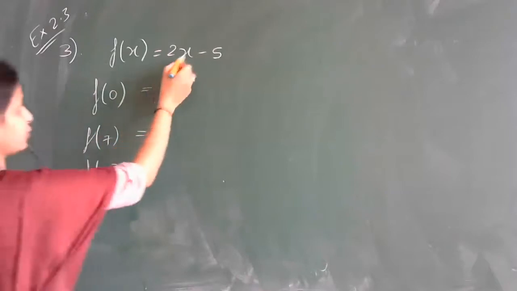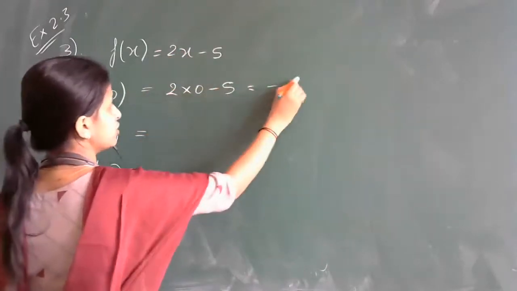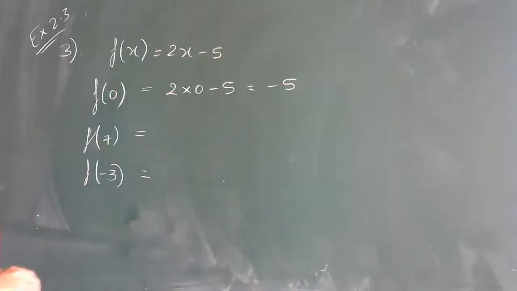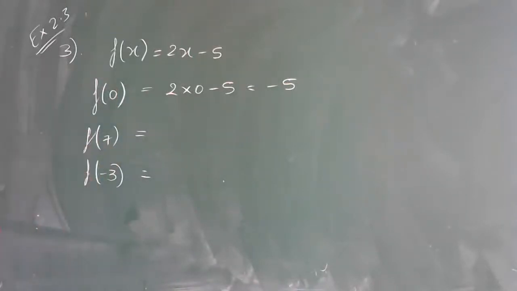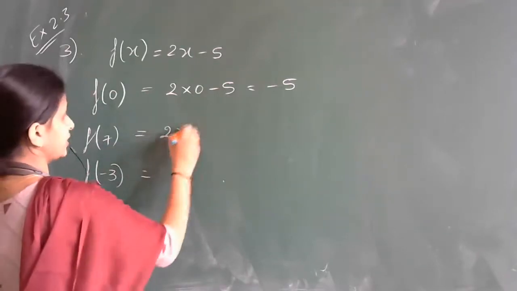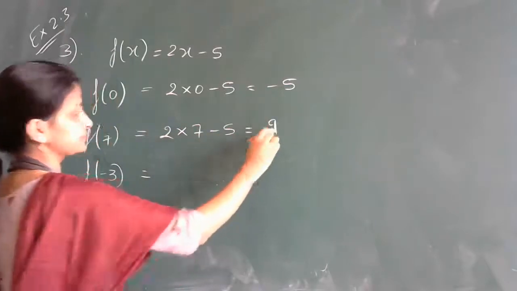Very good. If you put in 0, see, 2 into 0 minus 5. This will be 0, so the answer is minus 5. It is simple, right? Similarly, what is f of 7? Very good. It is 9. 2 into 7 minus 5, 14 minus 5 is 9.